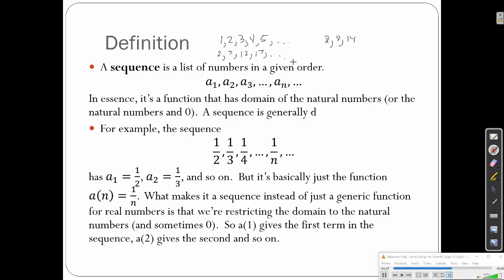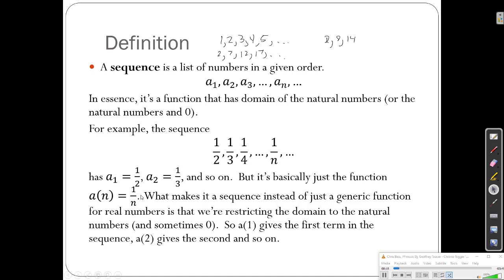But certainly it's a list of numbers in a given order, usually denoted this way, where the subscript gives the position. The first one is A1, the second one is A2, etc. In essence, though, a sequence is just a function whose domain is the natural numbers. Because if you input 1, you get this term. If you input 2, you get this term, and so on. For example, this sequence, 1 over 2, 1 over 3, 1 over 4, nth term is just 1 over n, has these terms. And you could find them basically just by doing this function.